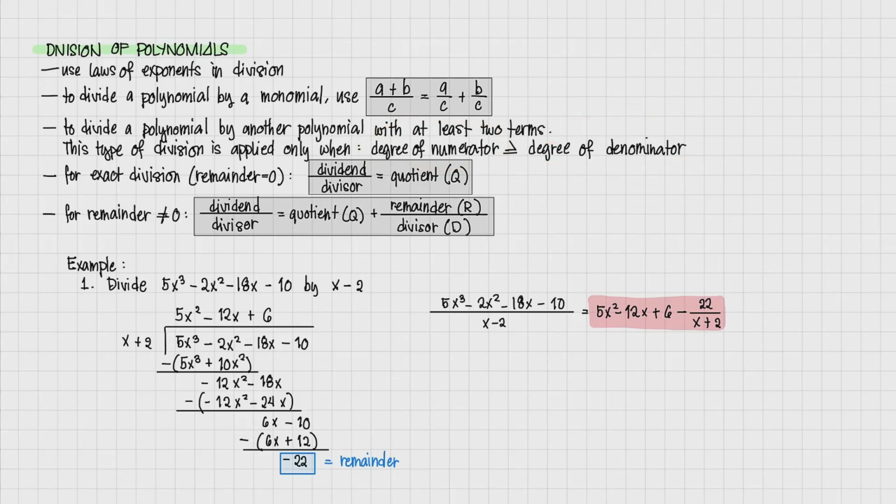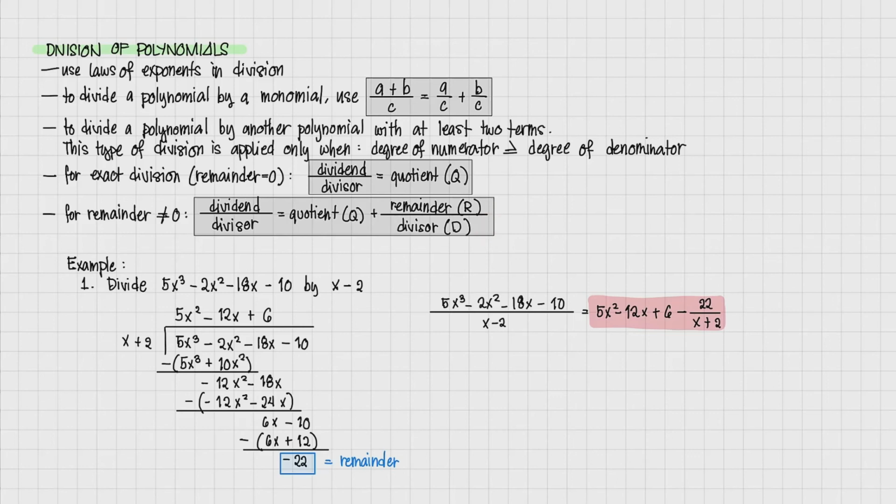Now, for exact division, or when the remainder is equal to 0, your dividend all over your divisor is equal to the quotient itself. But if the remainder is not equal to 0, you'd have your dividend divided by your divisor equal to your quotient plus your remainder divided by the divisor. Okay? So, let's try some examples.